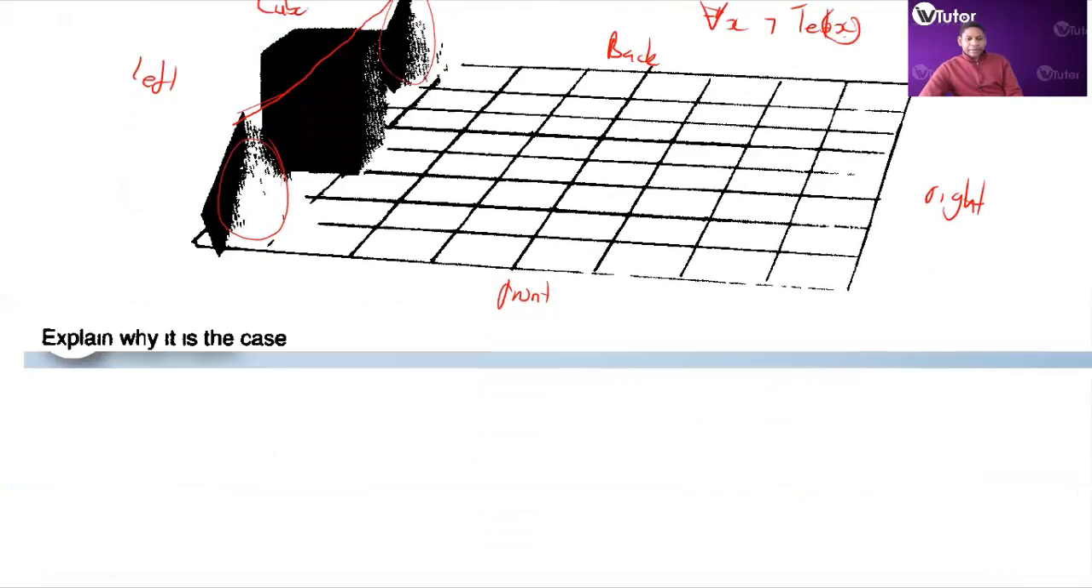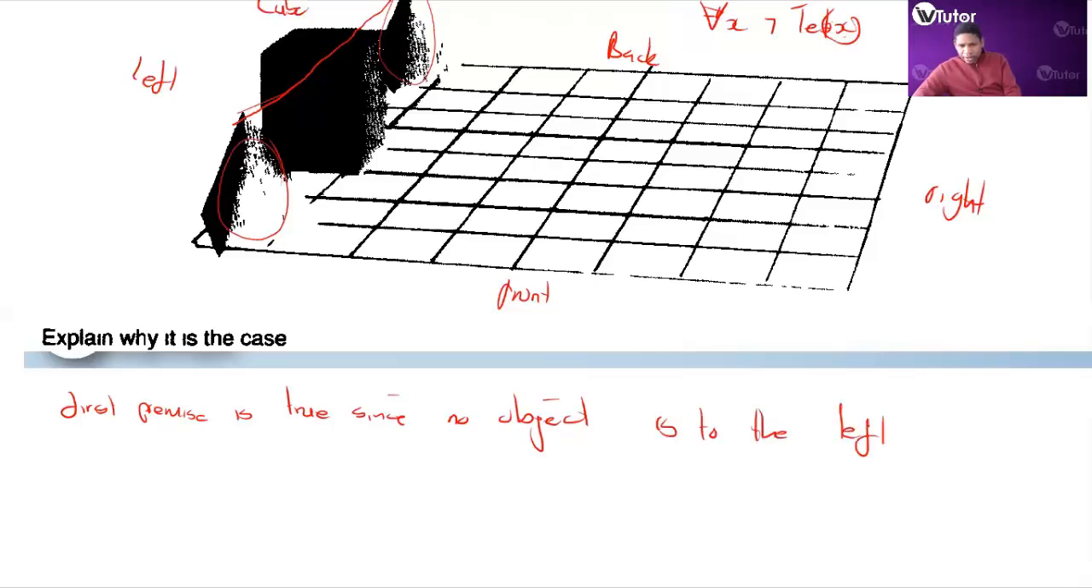So we say the first premise is true. Why is the first premise true? The first premise is true since no object is to the left of another object.